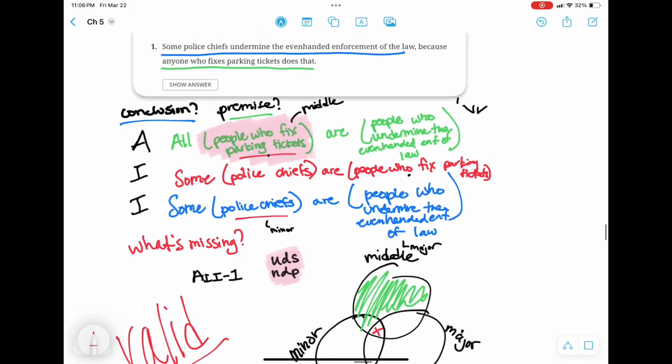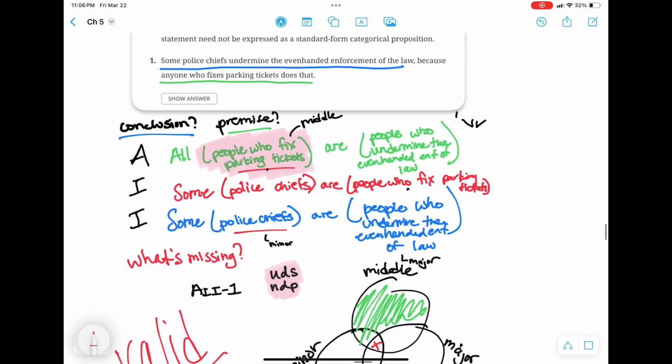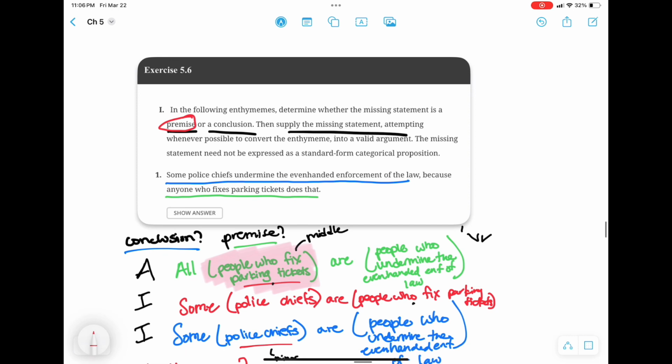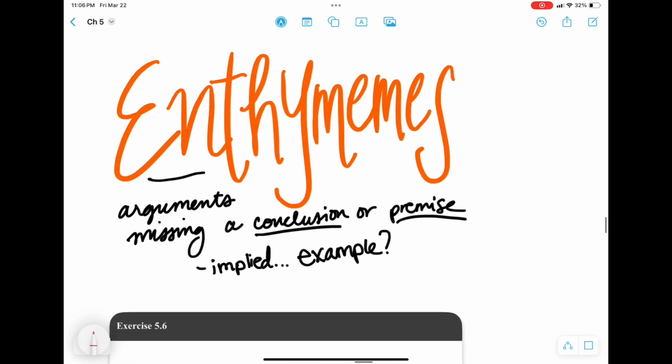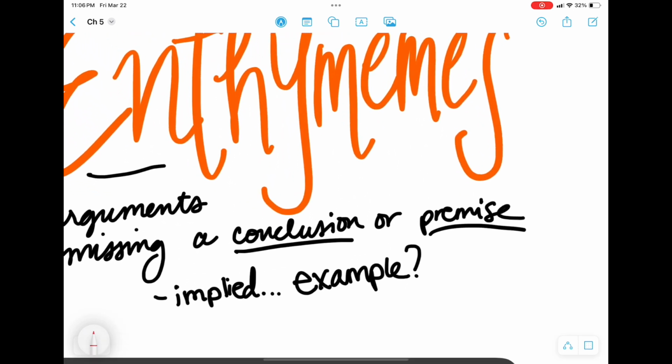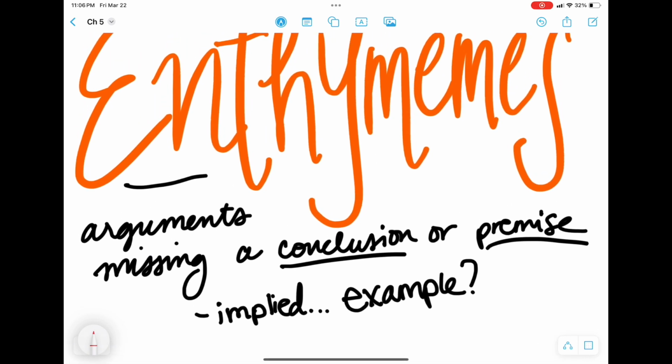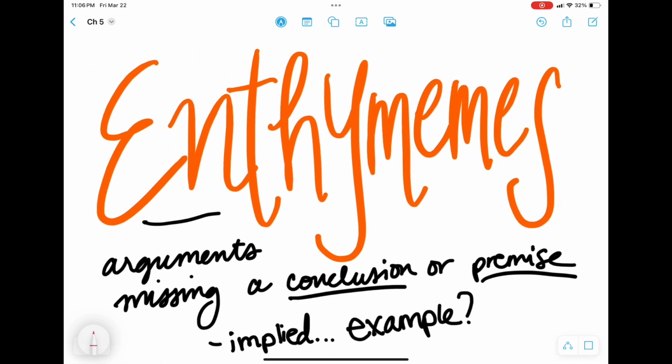And that's just one example that we can use to show enthymemes, which are arguments missing a conclusion or a premise. We want to fill in the missing conclusion or premise, and we also use this to show examples of other concepts we've learned in this chapter.